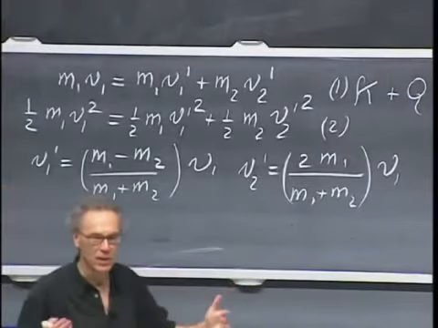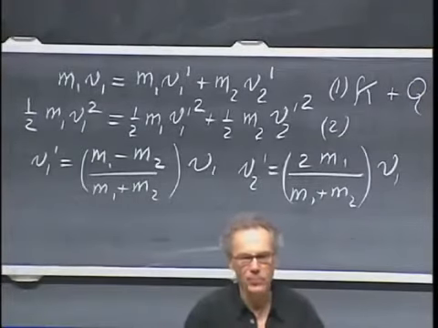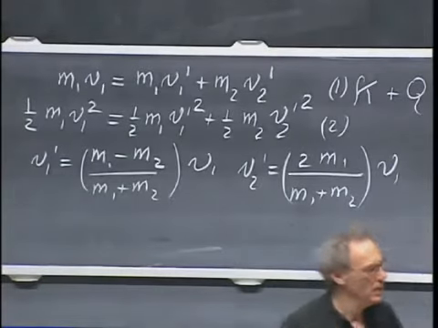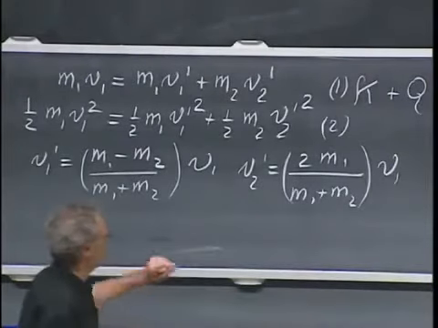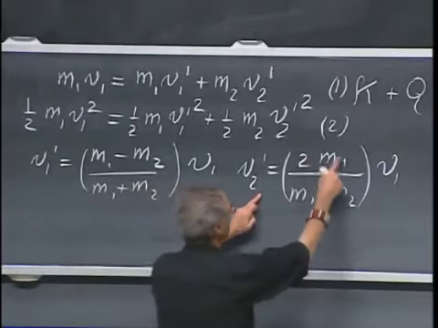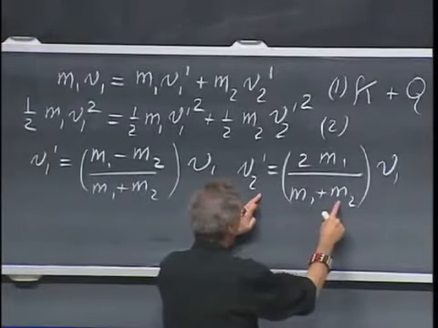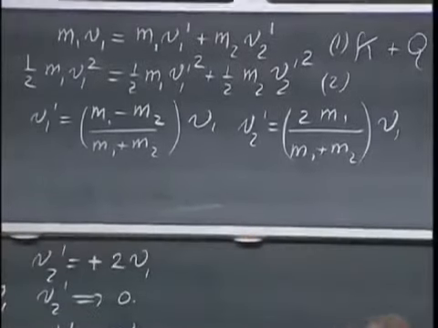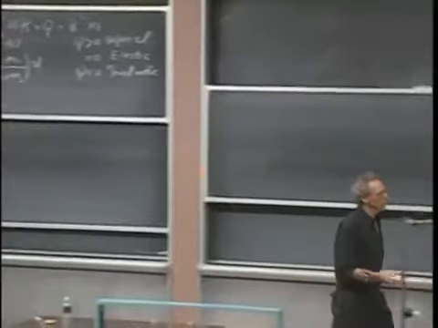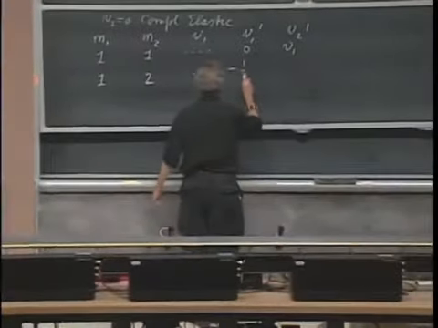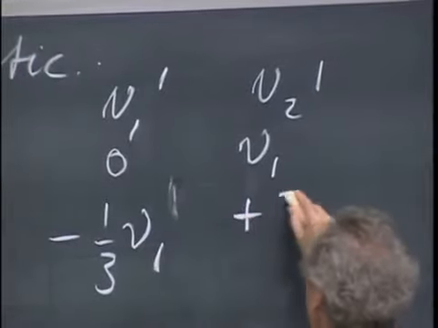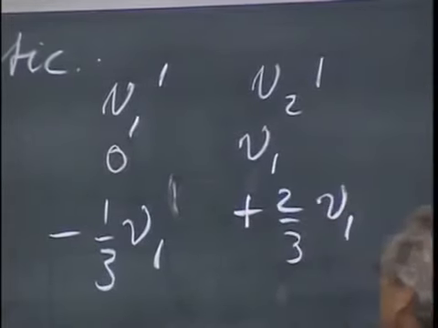No surprise. If you bounce a lighter object off a more massive object, no surprise that it bounces back. So that's minus 1/3. And when we look here, we have 2 times 1 divided by 1 plus 2 is 3. That is plus 2/3. So number 1 will come back with a speed 1/3, which of course, since this is sign sensitive, we get 1/3 V1. And this one is plus 2/3 V1.